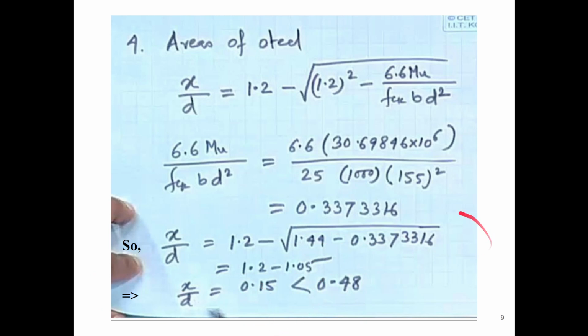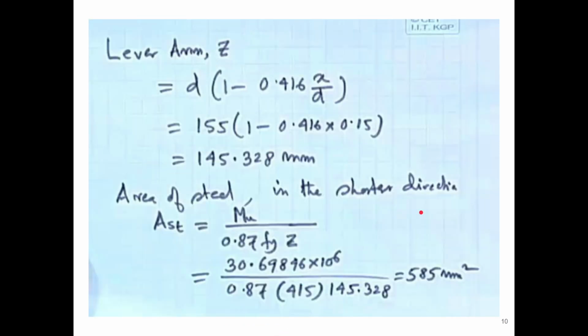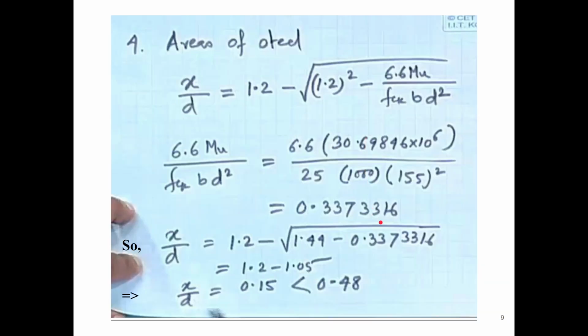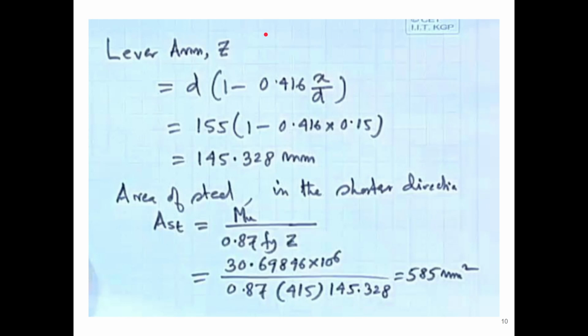Now the lever arm jet will be equal to d into 1 minus 0.416 x by d. That d is 155 and x by d is 0.15. So the lever arm jet will be equal to 155 into 1 minus 0.416 into 0.15, which comes to be 145.328 millimeter.